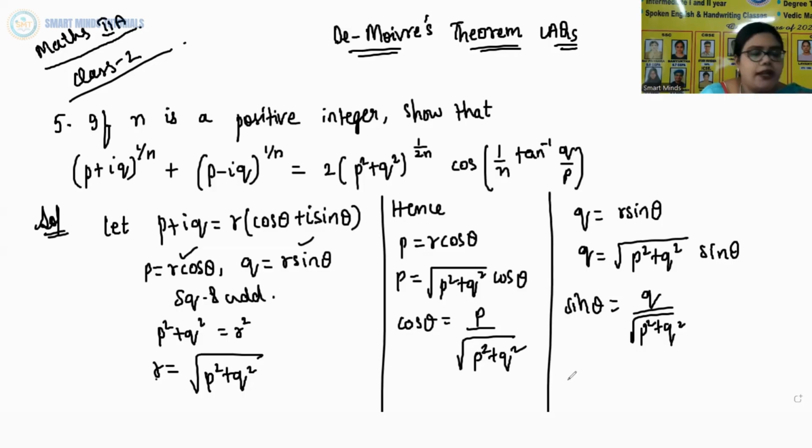Now how do you get tan theta? You got cos theta, you got sin theta. Tan theta is sin divided by cos, so if I divide these two, the denominators get cancelled and you get only q by p. Understood? Now we got tan theta is equal to q by p, right? So how do we get the theta value? Tan inverse q by p.